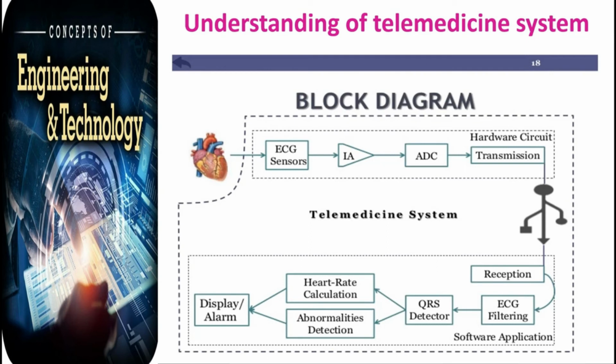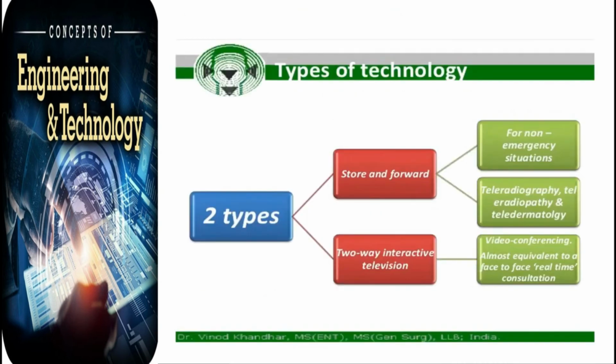If instead of ECG sensors you have an imaging system, like an X-ray image of the lower limb of the patient, then you'll be transferring the image. So this generalized block of telemedicine can be replaced with whatever medical equipment. I hope everyone has understood. So there are two types of technologies we will be adopting here. One is store and forward. Another one is two-way interactive television.